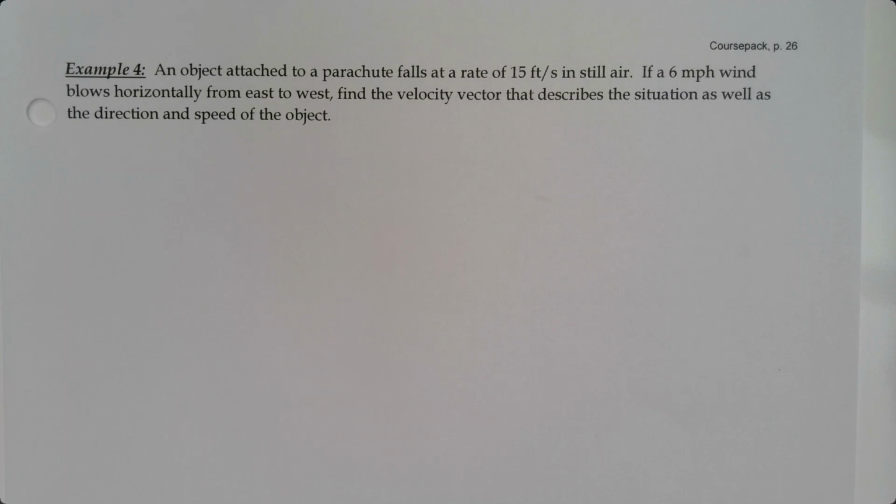Right, so example 4 seems like it'll finally give us some three-dimension action, but it's actually a little bit misleading. So we have an object attached to a parachute that falls at a rate of 15 feet per second in still air. If a 6-mile-per-hour crosswind blows horizontally from east to west, find the velocity vector that describes the situation as well as the direction and speed of the object.